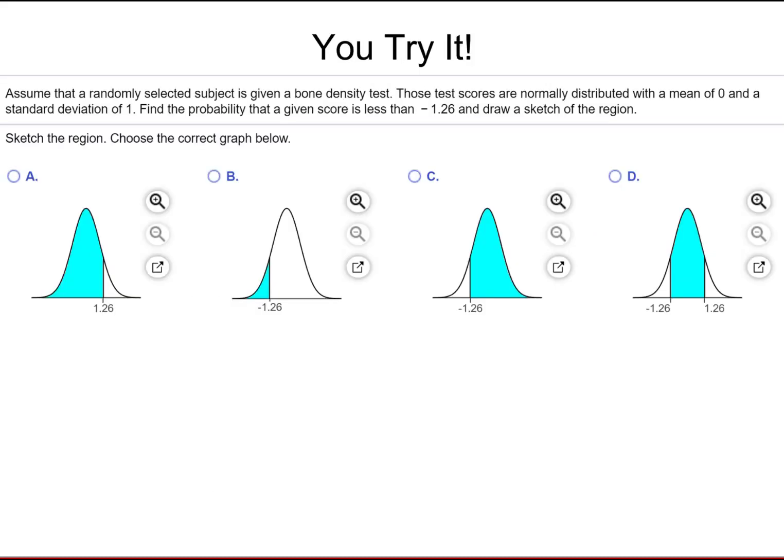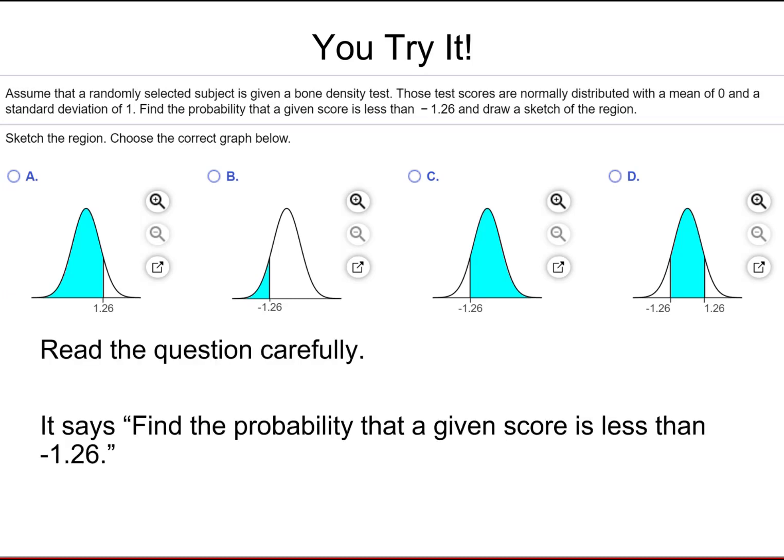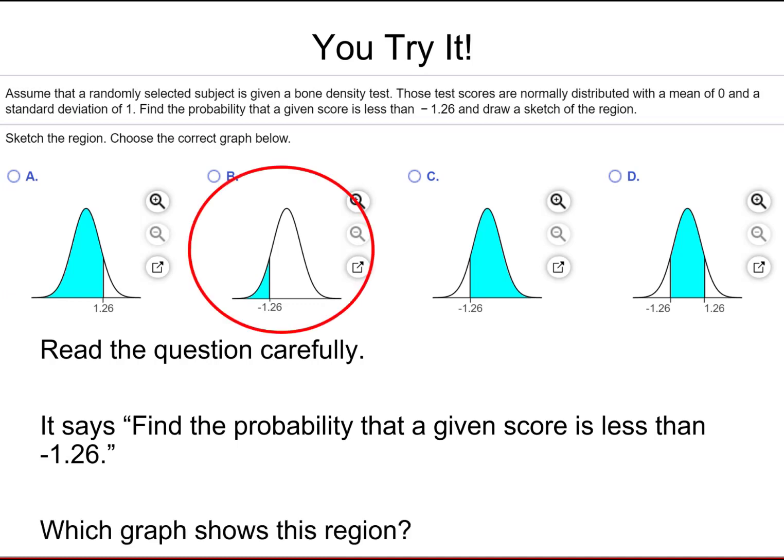Now, this problem here, they first want you to sketch what they're asking. So the first thing you want to do is read the question carefully. It says, find the probability a given z-score is less than negative 1.26, and we want to pick which is the correct graph. Well, first of all, I can eliminate this one because this is a between problem. This one has the area greater than. This one has the area less than positive 1.26, and so the correct graph is going to be B.